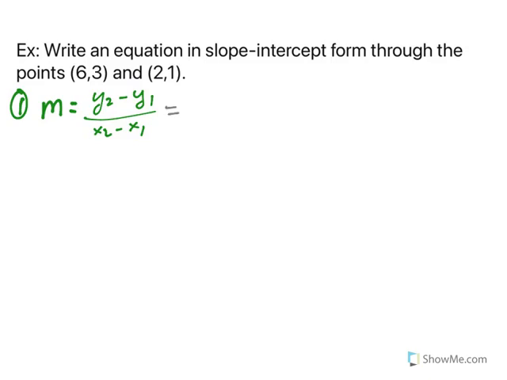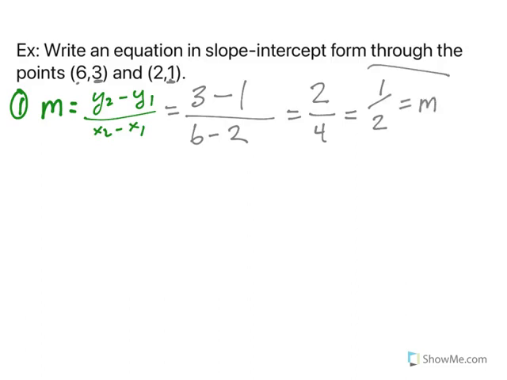So let's plug in what we know. I'm going to start with my first y value. So I have 3 minus 1 all over 6 minus 2. So again, you'll notice (6, 3), the ordered pair stacked, and (2, 1) stacked with the y values on top. Now let's simplify. 3 minus 1 is 2. 6 minus 2 is 4. Let's reduce that fraction to 1/2. So I know that my slope is 1/2.